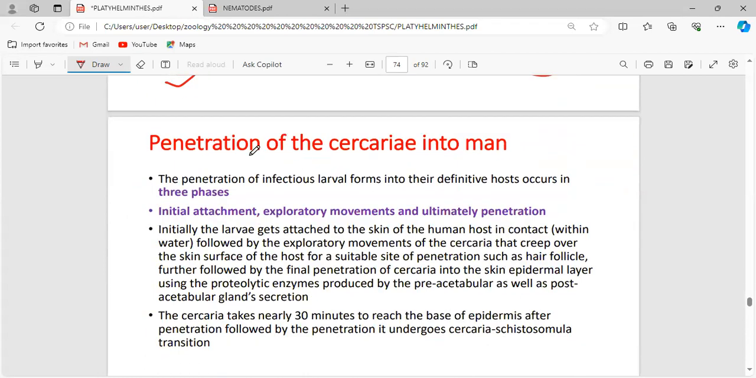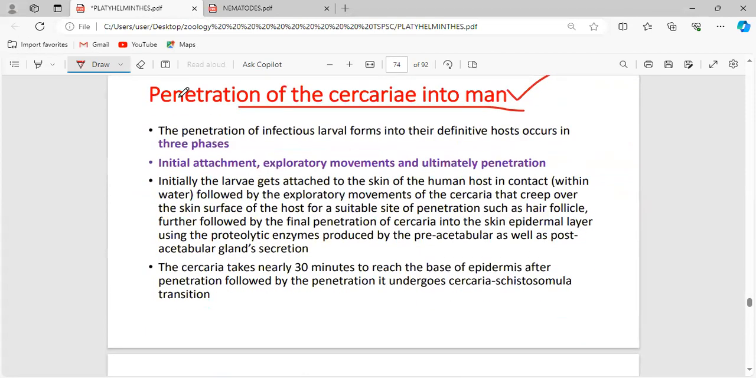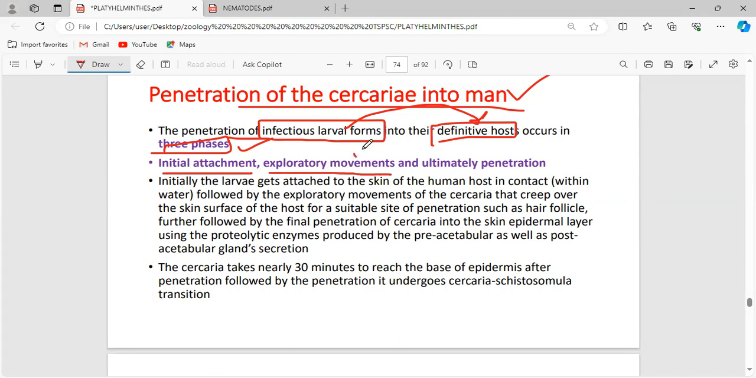Clear? Now, penetration of cercaria into the man. Now, the penetration of infectious larval stages from the body of the snail. It has to be introduced into the primary or definitive host. It occurs in three phases. The first one is initial attachment, the second one is exploratory movements, and ultimately it penetrates into the blood vessels. Initially, the larva gets attached to the skin of the human host. After it has attached to the skin of the primary host, that is human, it is followed by the exploratory movements of the cercaria.